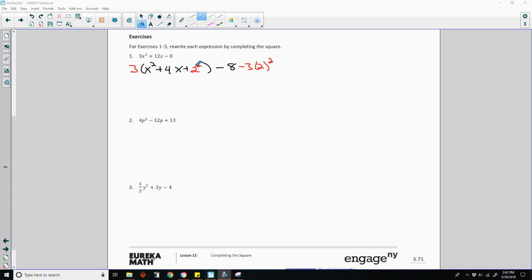Okay, so now that I've done that, hopefully you can see what's going to happen here. It's going to be 3, and then my parentheses, x plus 2, quantity squared, and this portion will give me this here. And 2 squared is 4, times 3 is 12. So it's negative 8 minus 12, or negative 20.